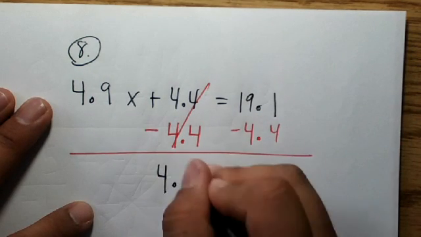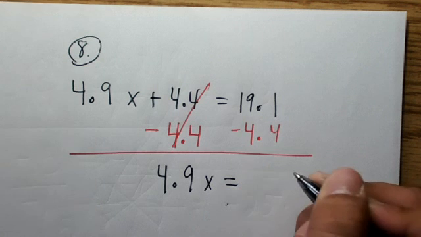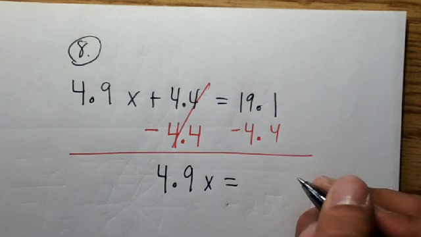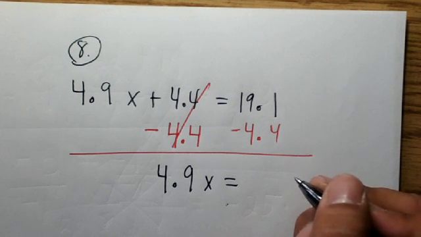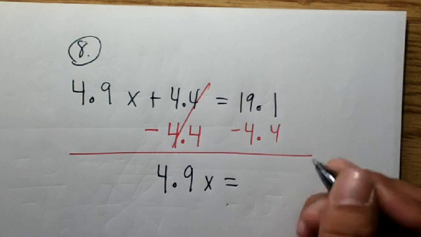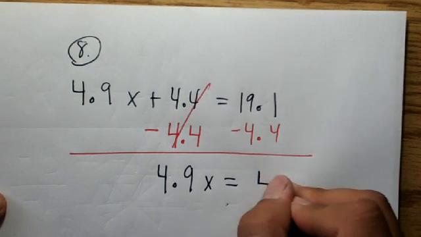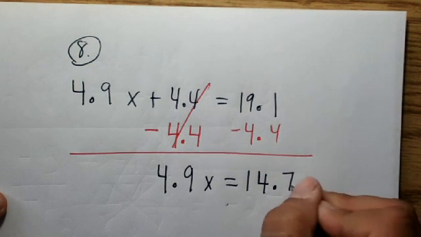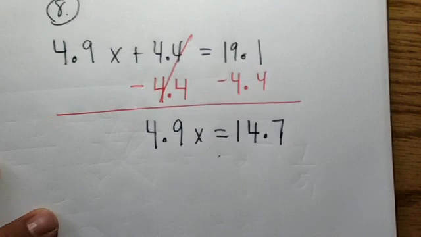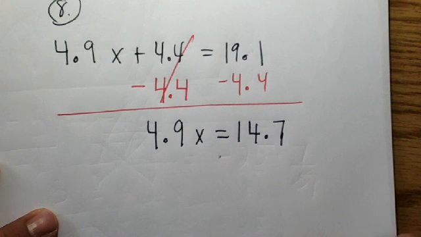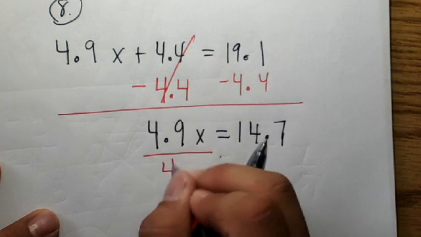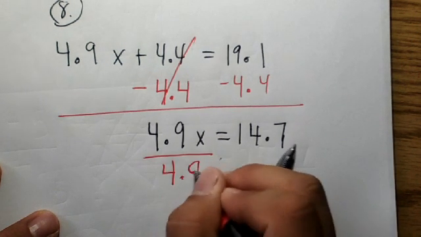We have 4.9x equals 19.1 minus 4.4. What's 19.1 minus 4.4? Isn't that 14.7? Okay. Now we're going to divide both sides by what? By 4.9.